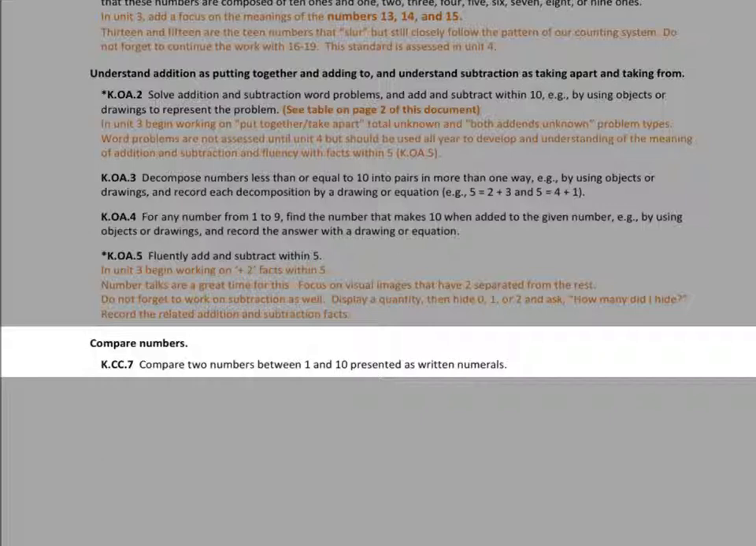In kindergarten, students simply need to look at two numerals and determine which one is greater and which one is less. In the beginning, the written numerals should always be connected to a group of objects. Students should already be experienced with comparing groups of objects based on the Unit 1 standard KCC 6.